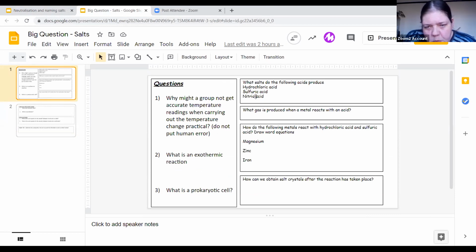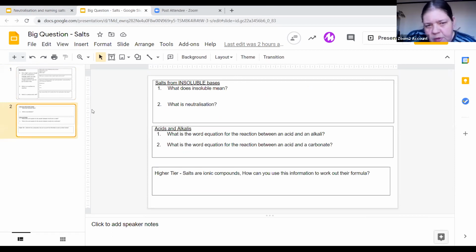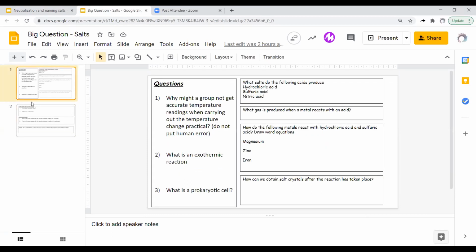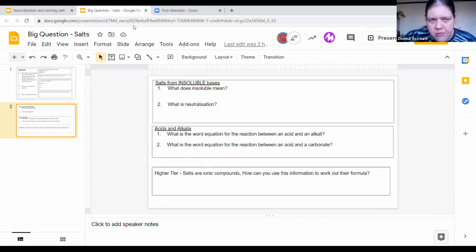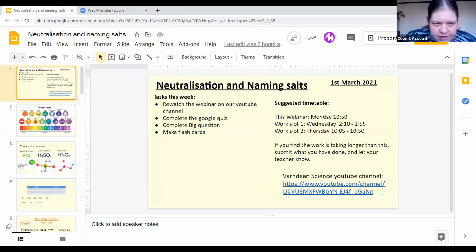With these sheets, feel free to print them off and write on them so you don't have to be on a screen all day. Feel free to turn them into little flashcards, one for each little box. Or if you don't want to do that and you like working on a computer, feel free to type onto the sheets. But they are there for you to use as a sort of summary of what you have been learning about. So because I'm aware we're very short of time, obviously rewatch this if you need to. Complete your Google quiz. Make some flashcards. I'll separate that slide for you in a minute, and complete the big question sheet that I've just shown you. Because it's running out of time, thank you for coming.